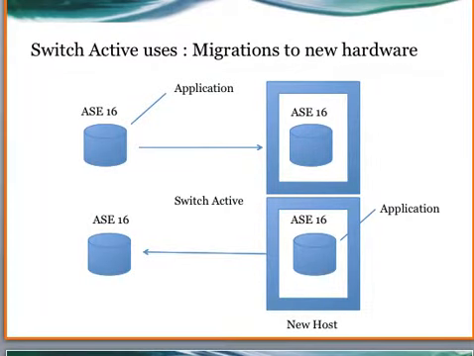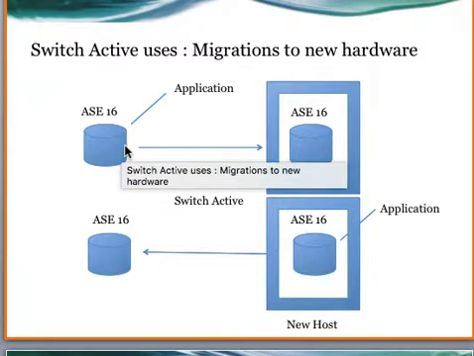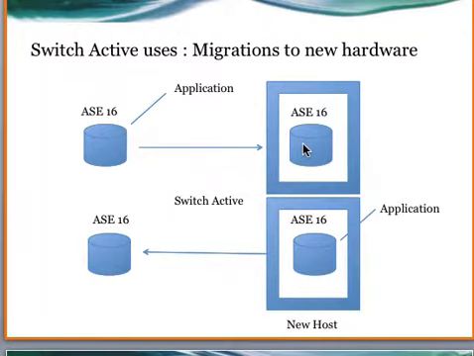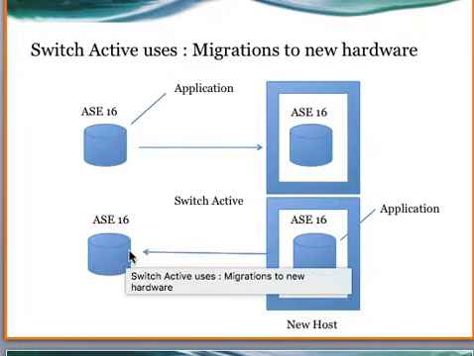And in this diagram, we see the case of the migration. Basically, it's the same idea. The application is using the ASE 16 database in this case. We want to migrate the database to better, newer hardware. So we set up warm standby replication to the new database on the new host. We perform switch active to make the new database active, and the application starts using the 16 database. The idea is the same as upgrade. After the migration to the new host, you can drop the standby if you don't need it, or you can move it also to a newer host, just in case you need it for rollback or disaster recovery.